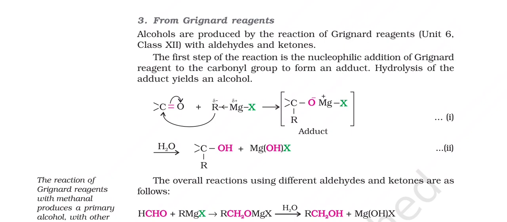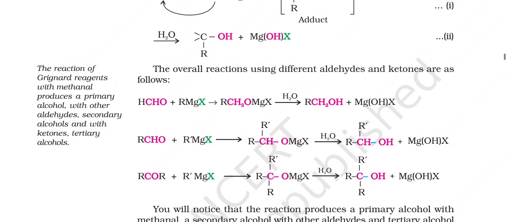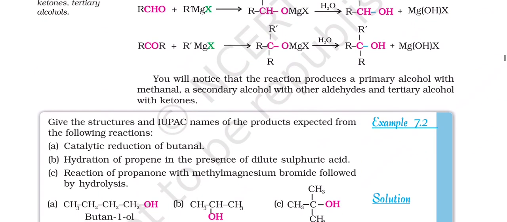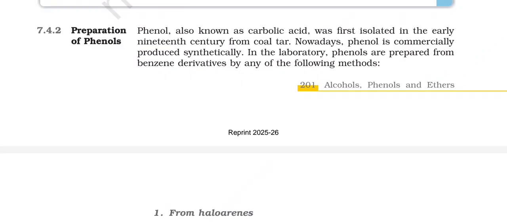From Grignard reagents, alcohols are produced by the reaction of Grignard reagents with aldehydes and ketones. The first step of the reaction is a nucleophilic addition of the Grignard reagent to the carbonyl group to form an adduct. Hydrolysis of the adduct yields an alcohol. The overall reaction using different aldehydes and ketones is as follows. You will notice that the reaction produces a primary alcohol with methanal, a secondary alcohol with other aldehydes, and a tertiary alcohol with ketones.